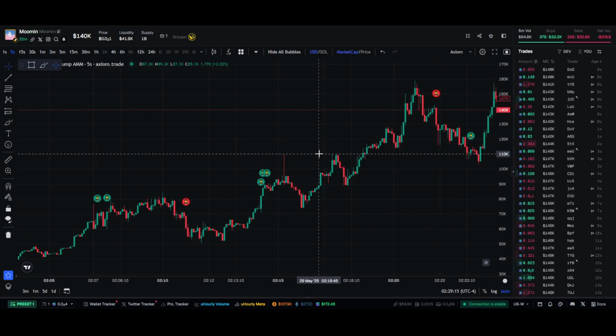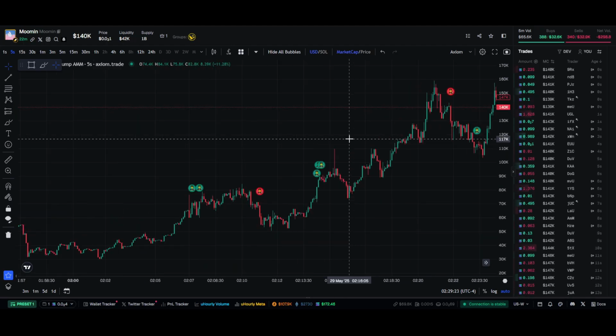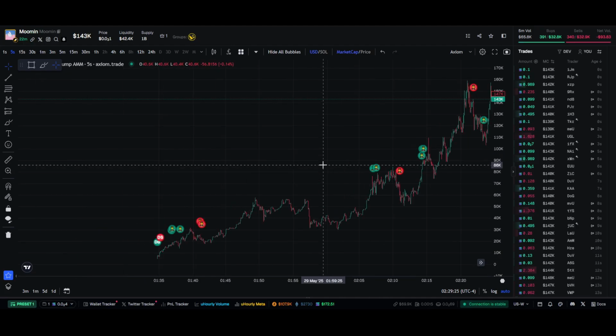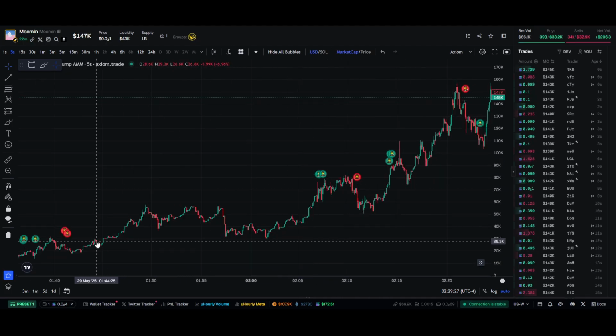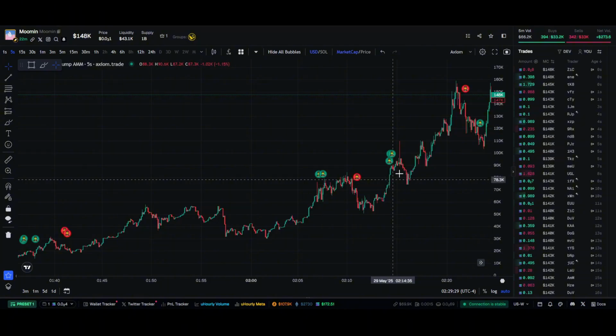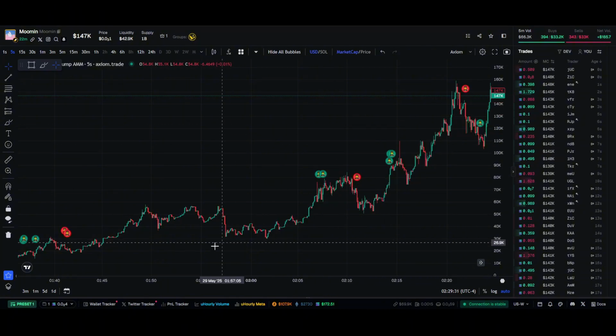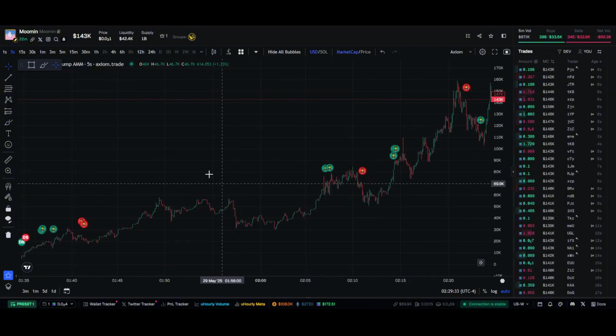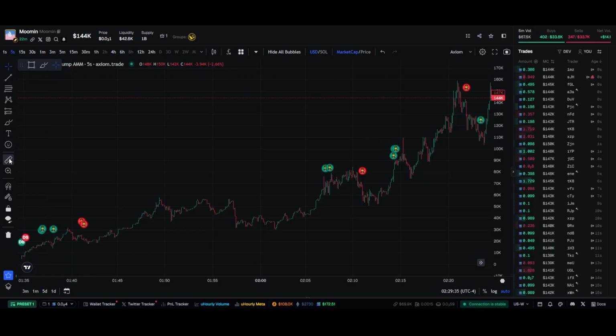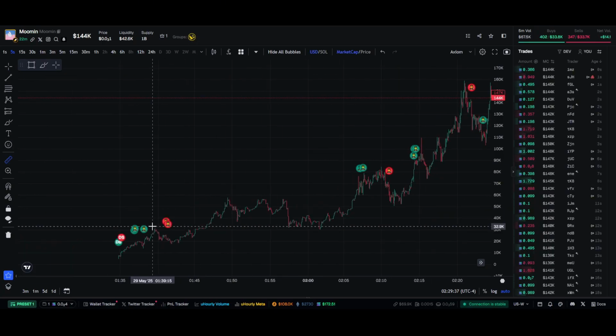Deeper dips mean more people selling. More people selling means there's no guarantee that the chart can recover. So first things first, if you find a coin like this that's been out for a little bit and it's running, you see there's been multiple dips. The first thing you want to do is check what the previous dips were.